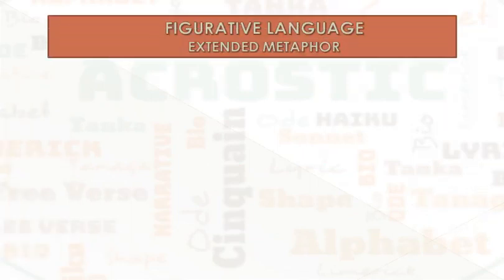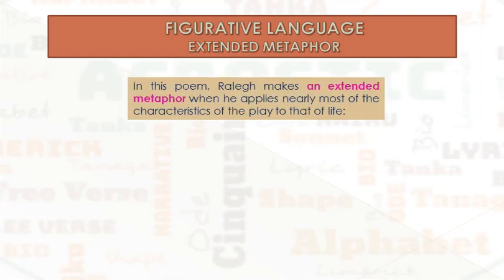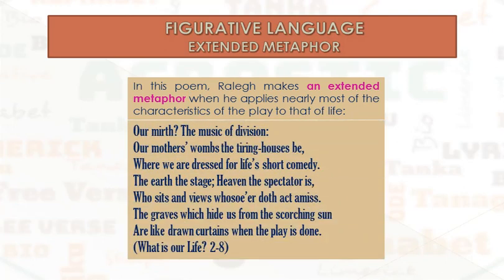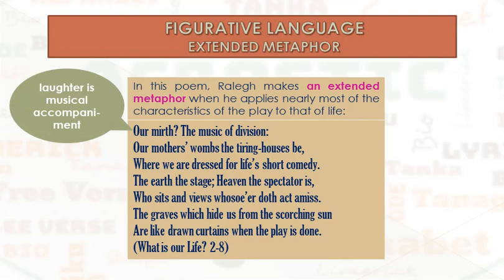Now, regarding the use of the extended metaphor in this poem. As a matter of fact, in this poem, Raleigh makes an extended metaphor when he applies nearly most of the characteristics of the play to those of life. So, according to the poet, our mirth is the music of division. So, for him, laughter is musical accompaniment.